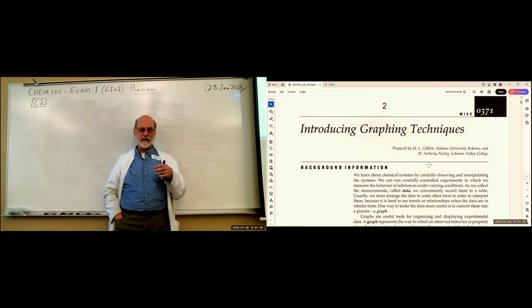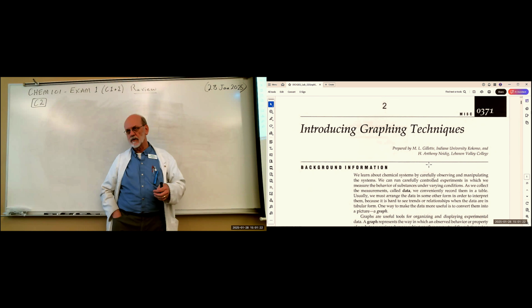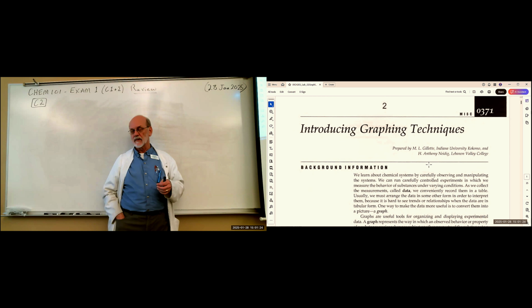Say if you end up, I don't know, in a research group and you have to present your data to convince your colleagues for a reviewed paper or for a conference you go to, whatever. Graphing is essential. It's expected.